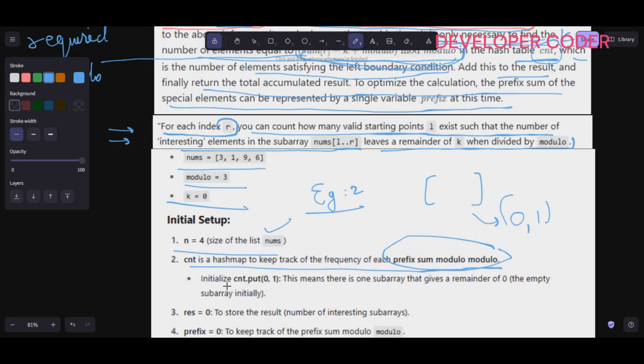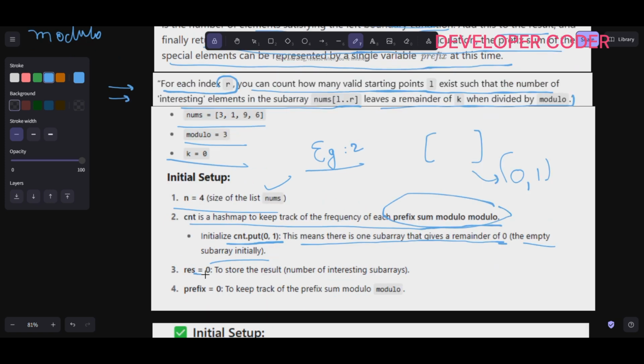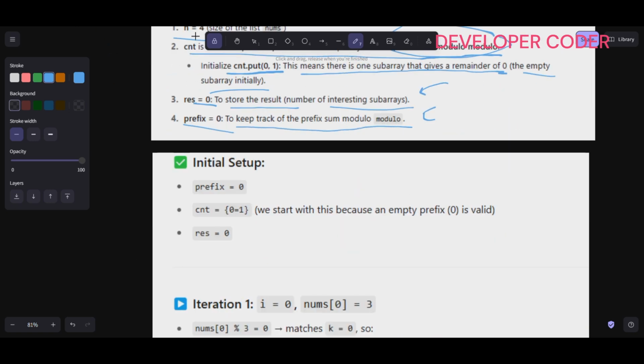So here I'm going to initialize count of 0 to 1. This means that there is one subarray that gives a remainder of 0, the empty subarray initially. This is always going to give me the 0 value. Then I create one variable result and one variable prefix. Result is going to store the number of interesting subarrays, and prefix 0 is to keep track of the prefix sum modulo. Let's understand with an example.